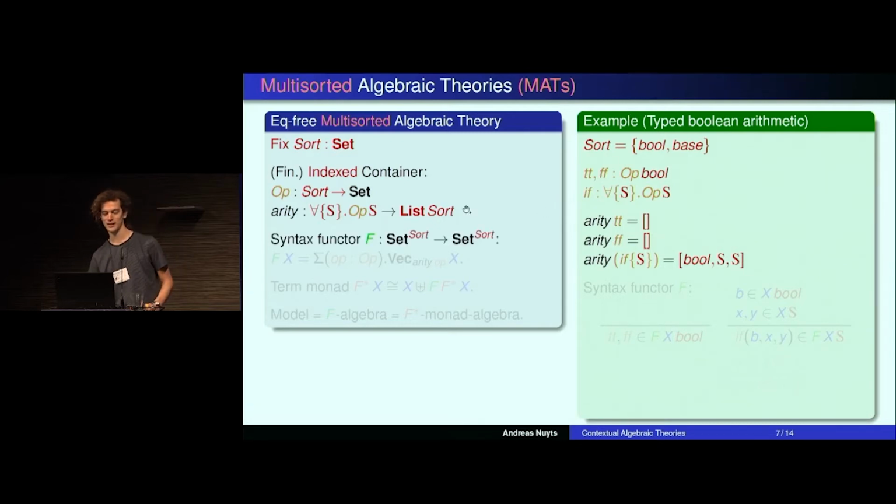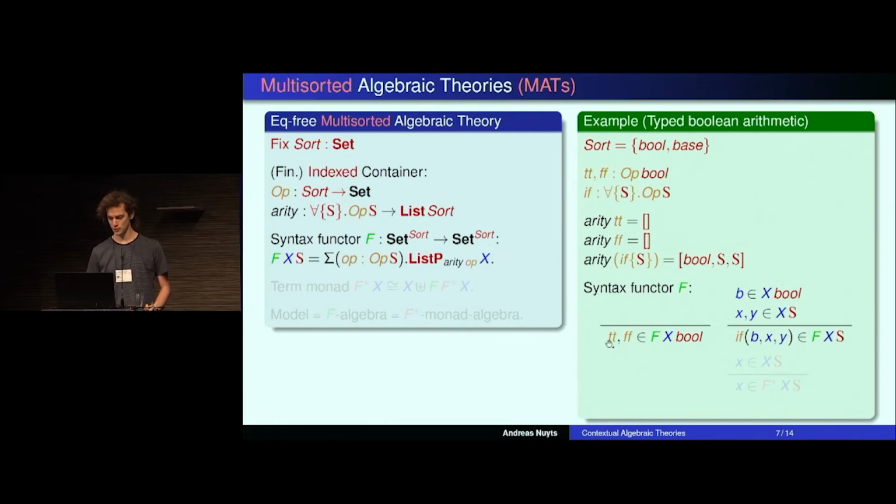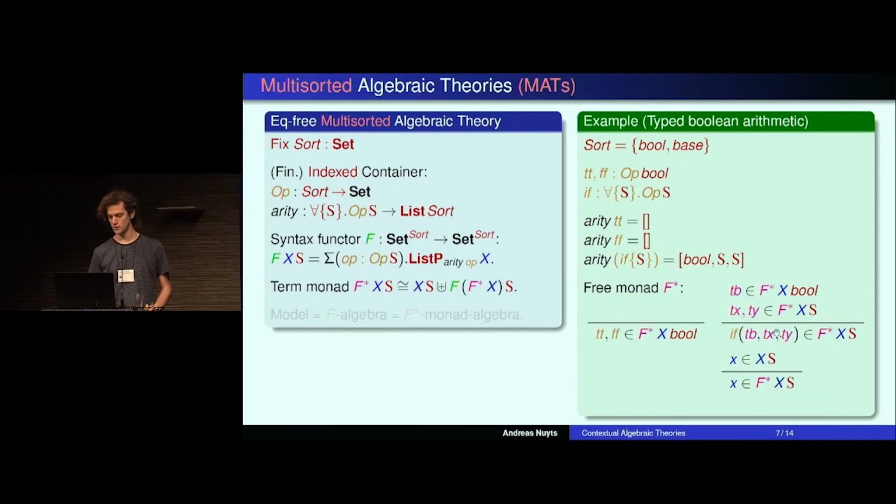And then we can again look at the container functor, which now acts on sorted sets, so sort indexed sets. And what you see here is true and false are always in F X bool, and then to get an if expression of sort s, you need an element in X bool, and then 2 clauses in X s. And if I go to the free monad, what changes is that my subterms are again in the free monad, and that I also have variables. And then again, the models are still just the algebras, but now they are also sort indexed.